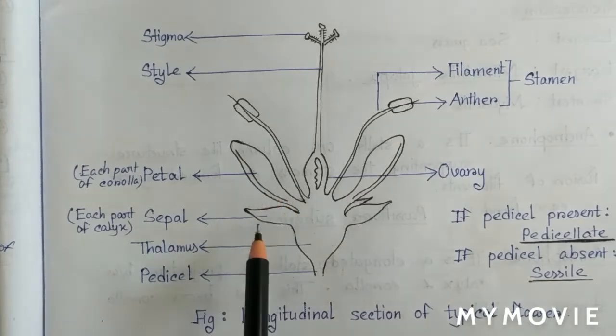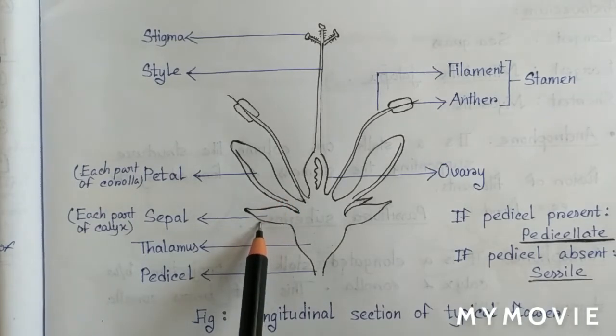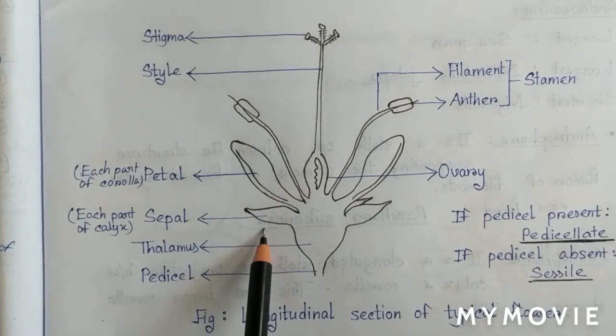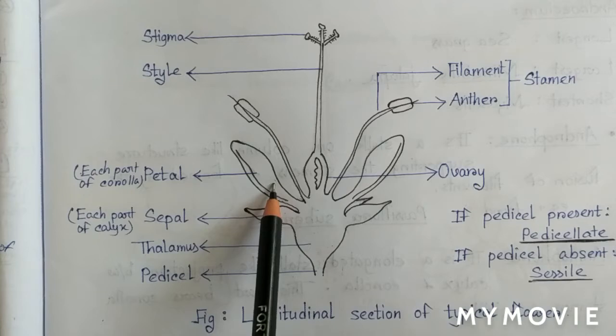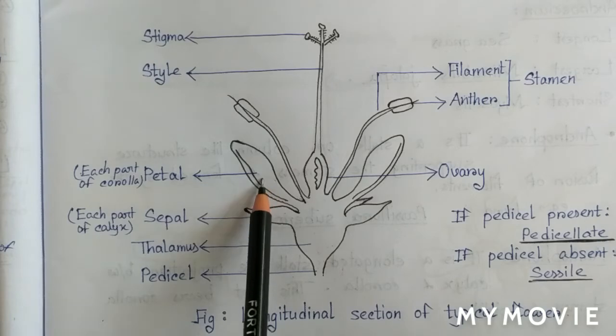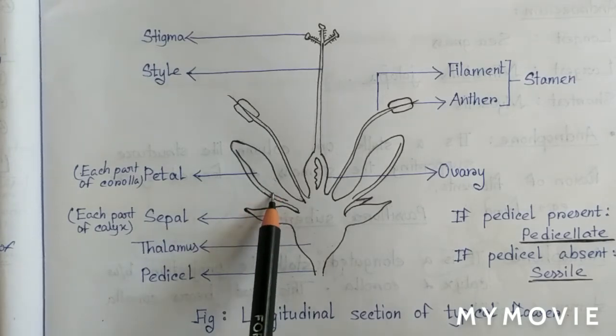Notice that if sepals are attached with each other, then it is known as gamosepalous. If petals are attached with each other, then it is gamopetalous. If sepals are free, then it is known as polysepalous. And if all petals are open, then it is polypetalous. Poly and gamo are the same, only the difference is in petal and sepal.